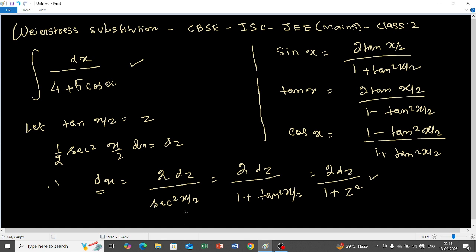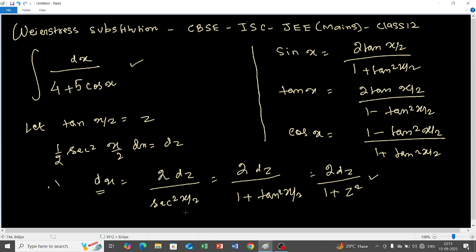Integration dx by 4 plus 5 cos x. Whenever we have an integration of this form, where there is nothing in the numerator, but in the denominator we have a trigonometric function like cos x or sin x, we should move ahead with Weierstrass substitution. Weierstrass substitution has been discovered specifically for integration of this type. So we take tan x/2 as z, and then we differentiate, as usual in integration. Whenever we take something as z, we have to differentiate both sides.